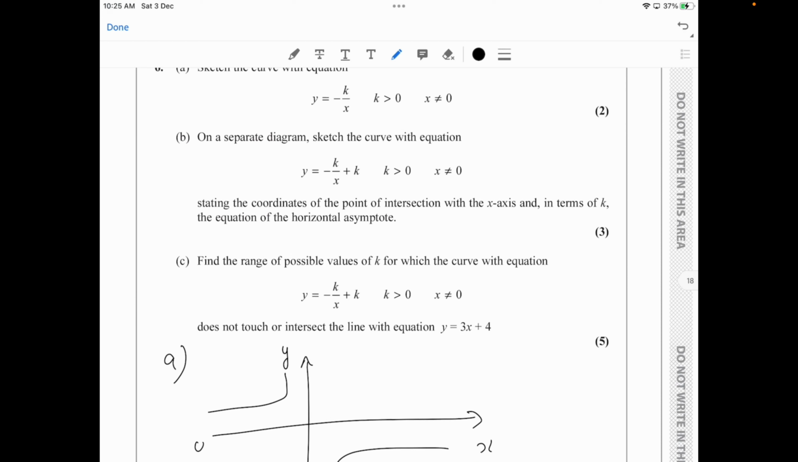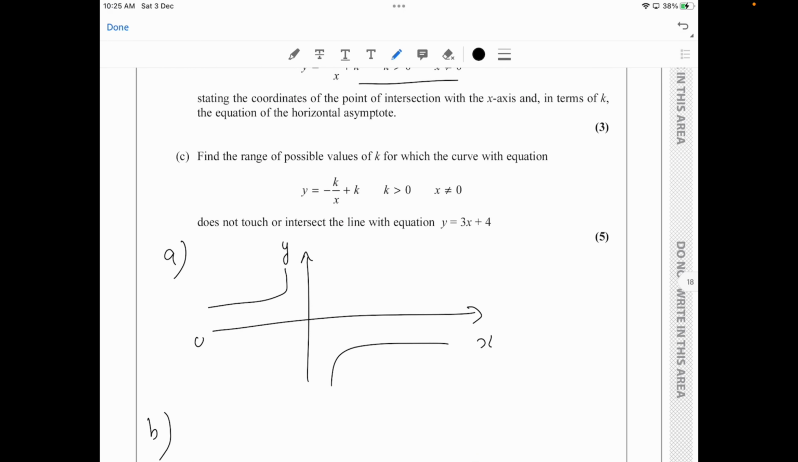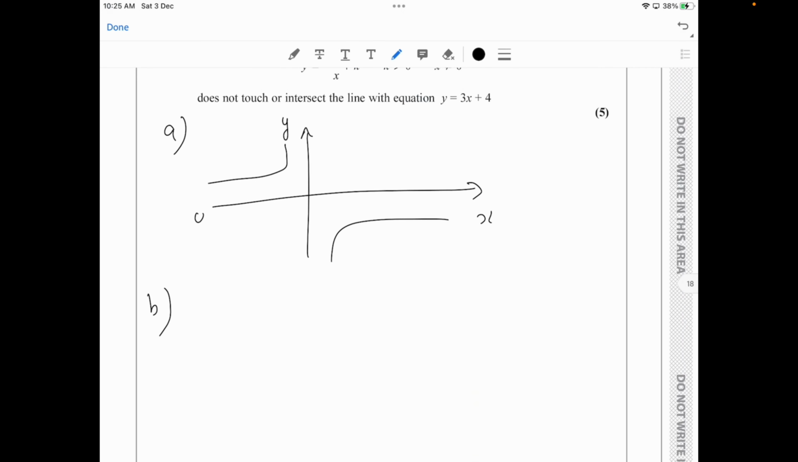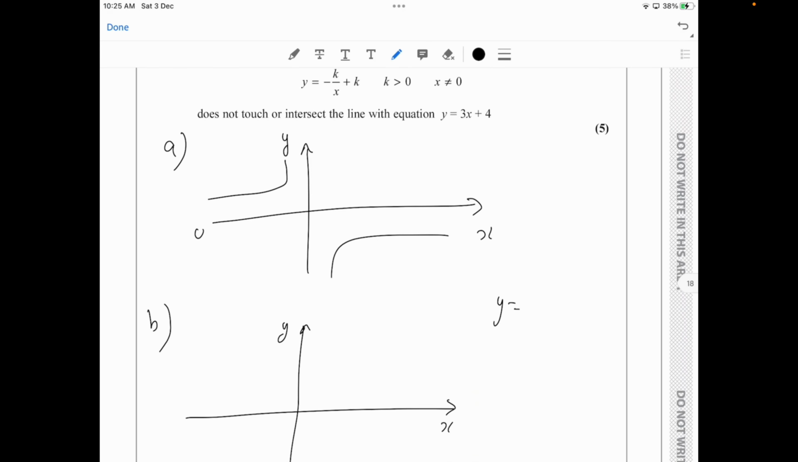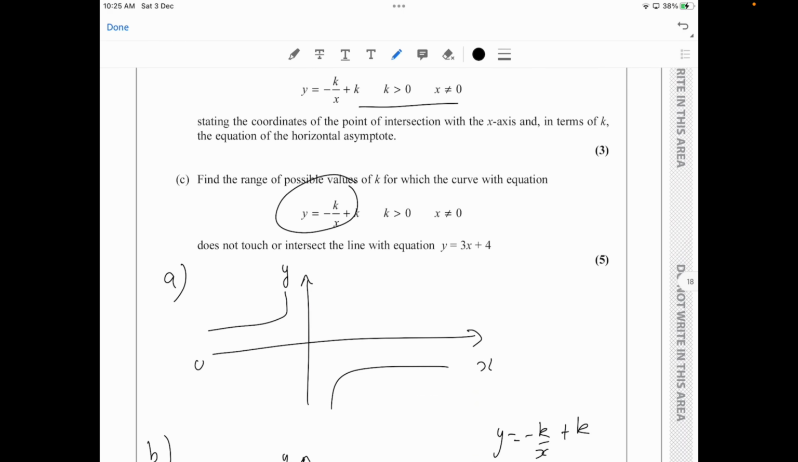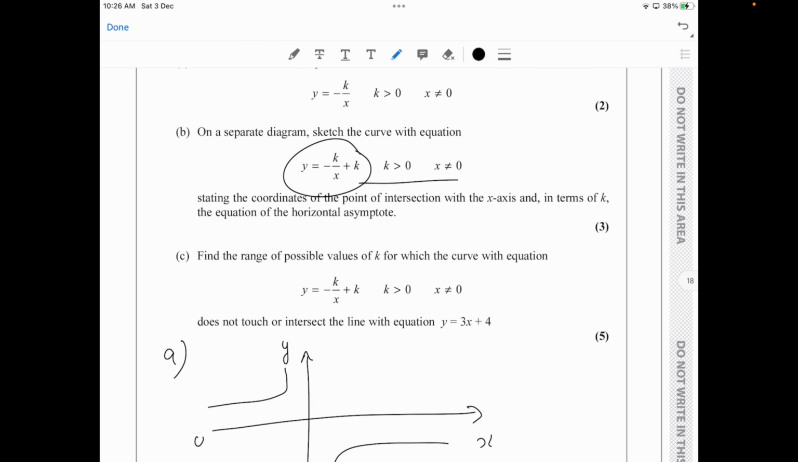Question B is on a separate diagram. Sketch y equals negative k divided by x plus k, where k should be greater than 0. What that means is the graph should translate upwards, a little more up, by positive 1. So you're going to draw again a diagram of y and x, and write down the equation y is equivalent to negative k divided by x plus k. So this is the equation for B.